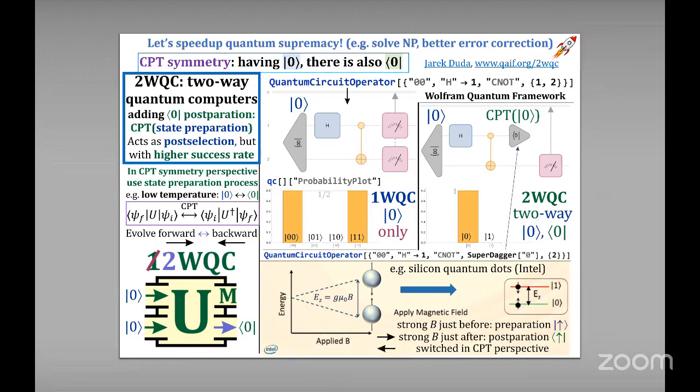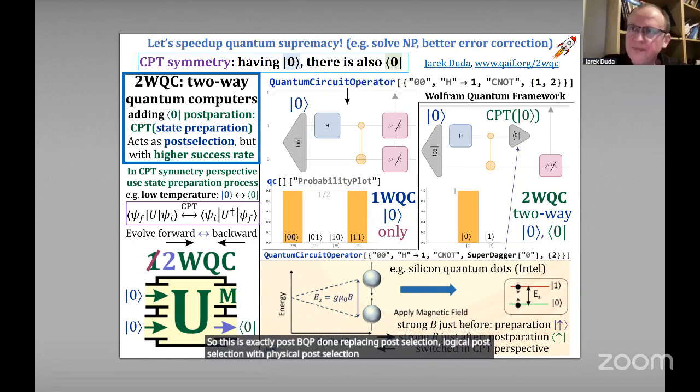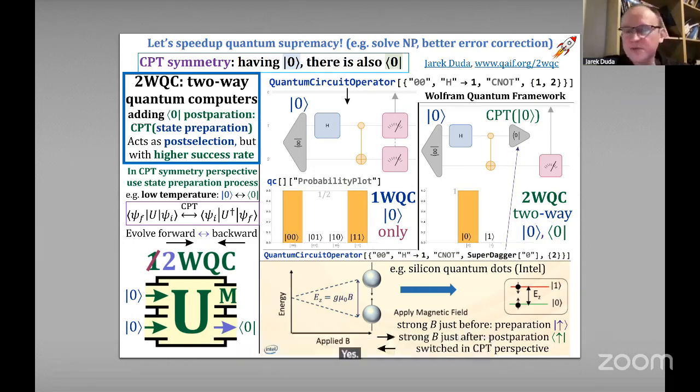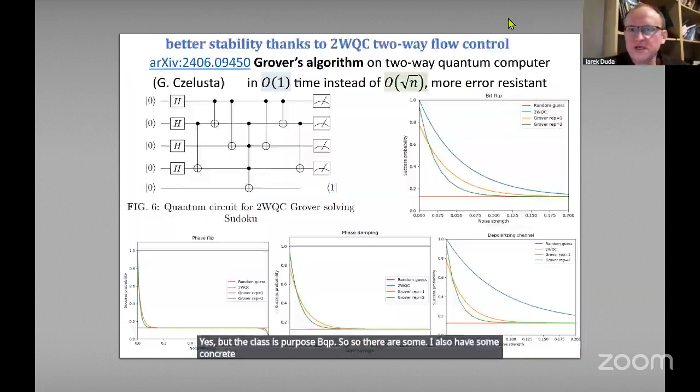All right. Do we have more questions to Jarek? There's another question from Ankita. Can the model be mapped to known classes like post-BQP? So this is exactly post-BQP, replacing logical post-selection with physical post-selection, you can say. Yes, the class is post-BQP. I also have some concrete realizations of how to do it.